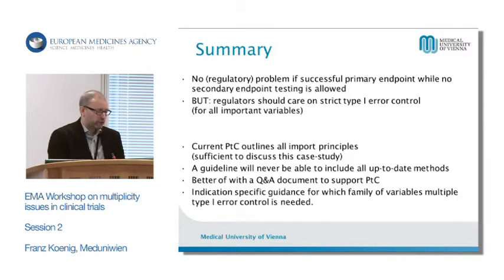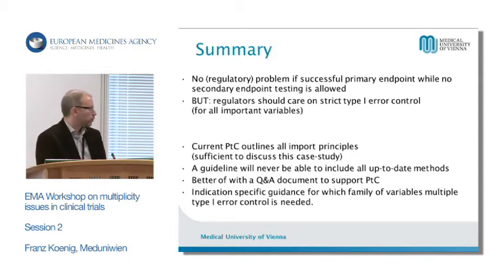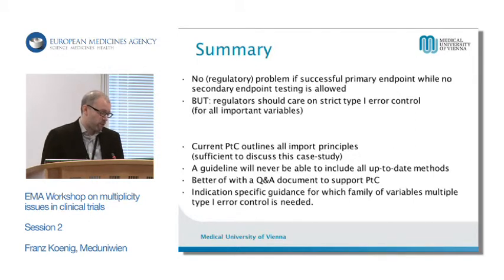So by definition, it will always be 5 years behind the science. It's not possible to include all up-to-date methods. So my proposal would be to start a question and answer document, like it is done for the bioequivalence guideline, so you can quite easily add things when they come up. And what would be more worth doing is indication-specific guidance for which family of variables multiple type 1 error control is really needed.